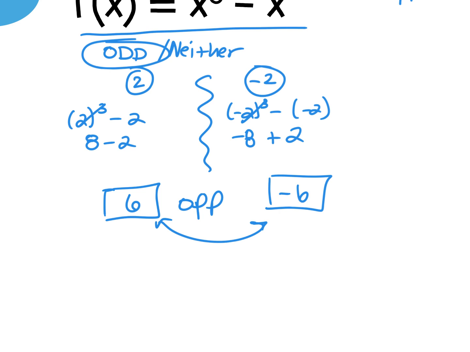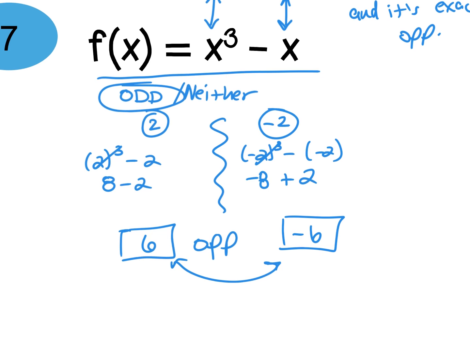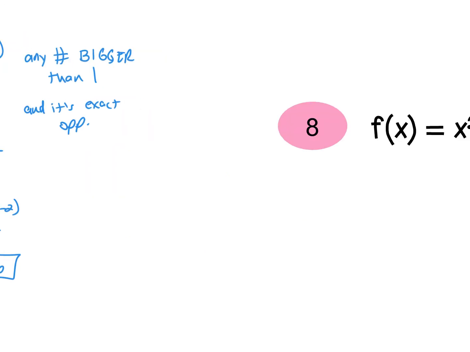It doesn't necessarily matter what the answers are. It's the relationship to each other. If you plugged in 3 and negative 3, let's do it real quick. What's 3 cubed? 27 minus 3, 24. What is negative 3 cubed? Negative 27 plus 3, negative 24. Those are exact opposites of each other. You could do 2 and negative 2 every single time and it would work. But if you were to evaluate that and you came out with 6 and then positive or negative 4 or something like that, they're not exact opposites, so you would say neither. So let's look at the next one.